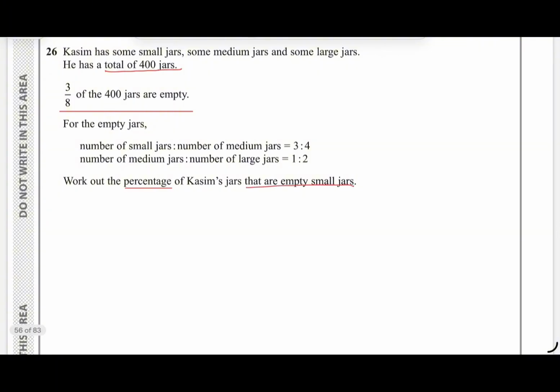So I've just underlined as I went along, just so we could pay attention to the information they have given to us. So the end goal is to work out the percentage of Kasim's jars that are empty small jars. So the first thing we want to do is calculate how many empty small jars there are before we can calculate the percentage. So it tells us that 3/8 of the 400 jars are empty. So we're just going to work out 3/8 of 400.